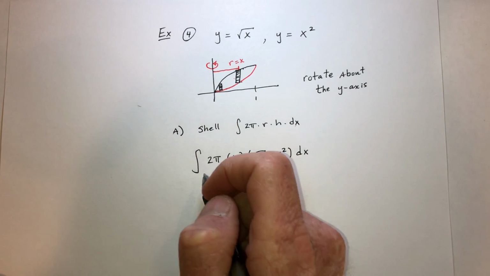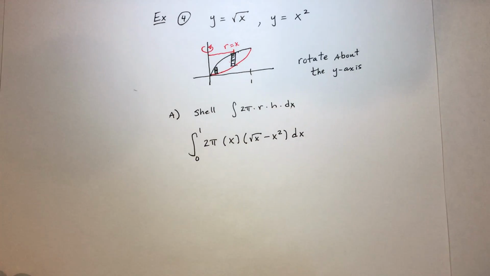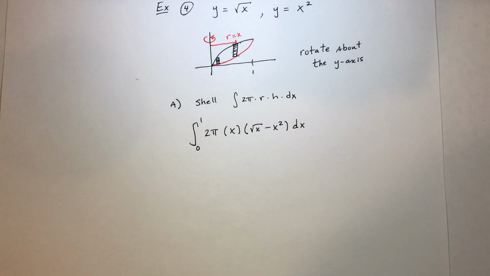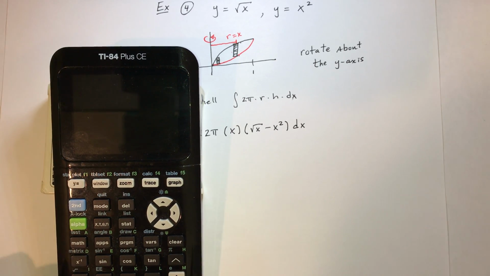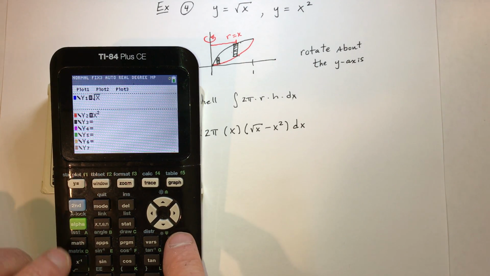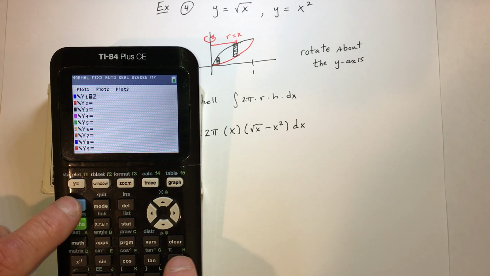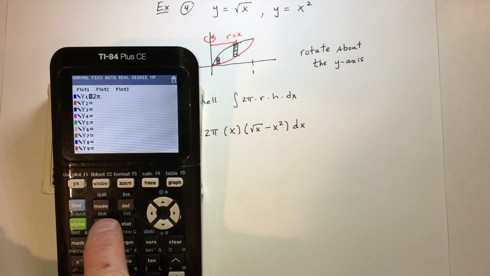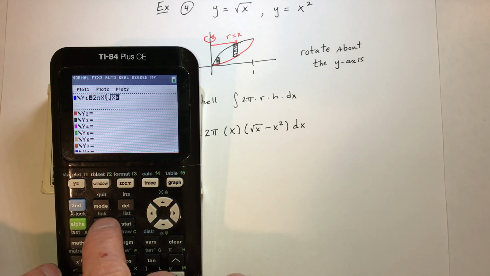And then x is going to go from 0 to 1. Now, of course, I could multiply this out and integrate it, etc. I could also just quickly find the answer by going like this. Y equals, let me erase these now, and then it's going to be 2 pi times x times the square root of x minus x squared.